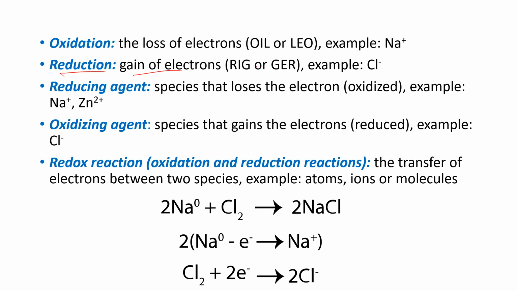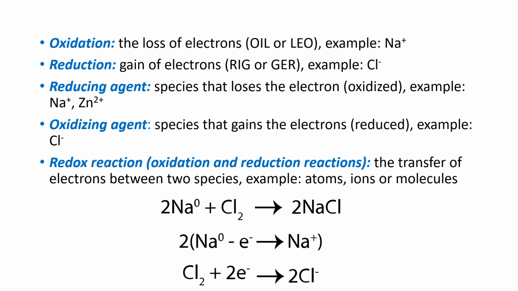Reduction means the gain of electrons, RGR: gain of electrons is reduction. For example, chlorine. A reducing agent means the species that loses electrons, that is oxidized. When any atom loses electrons, it gets oxidized. For example sodium, Na plus, or zinc, Zn2 plus, and so on. This is the reducing agent; it is going to lose electrons. An oxidizing agent means any atom that is going to gain electrons. When it is formed, that is known as the reduced state. For example, chlorine, Cl minus.